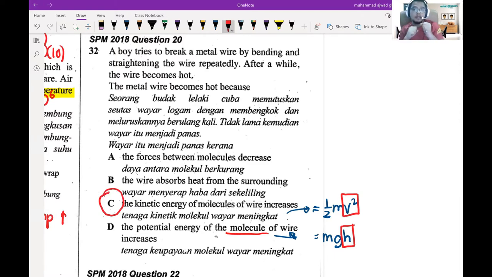Sebab kalau kita bagi temperature, apa jadi kepada molekul? Dia akan excited. Okay. So basically bila kita bend, so it's like a friction. Okay. So kenapa dia jadi panas? Because there's a kinetic energy. Not a potential energy. Okay, kinetic energy. Right, so the answer is C.